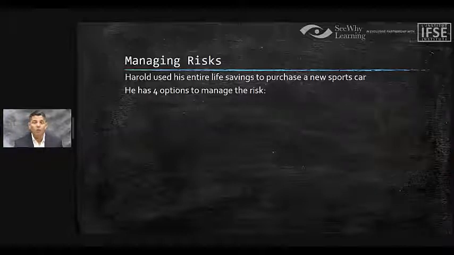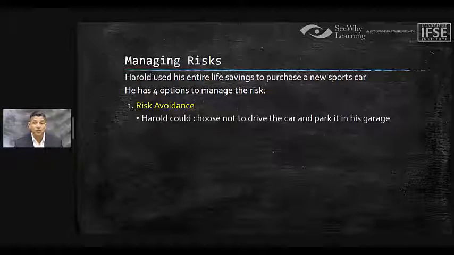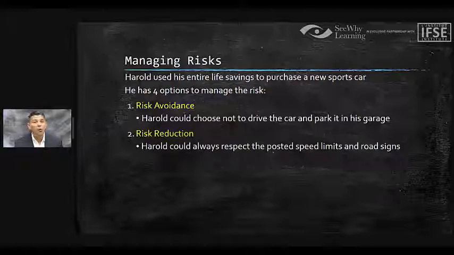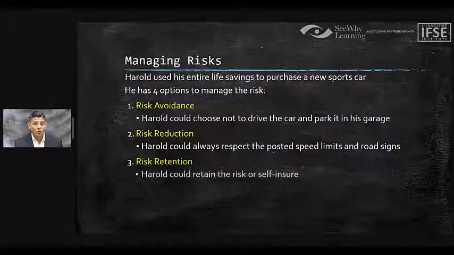They are, number 1, risk avoidance. Harold could simply choose not to drive the car and leave it in his garage just for show. Number 2, risk reduction. Harold could reduce the risk by always respecting the posted speed limits and road signs. Number 3, risk retention. Harold could elect to retain the risk or self-insure. If he totals the car, he will no longer have the car and can take the bus.